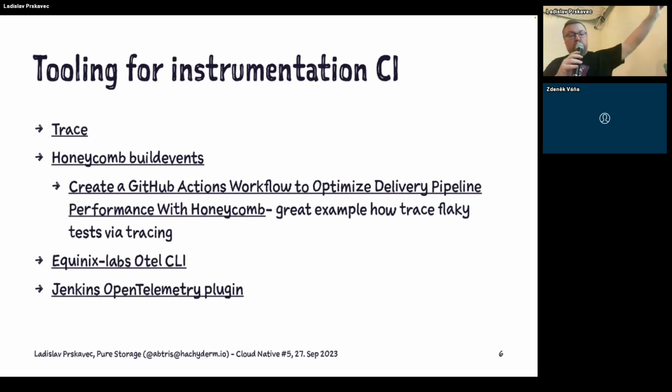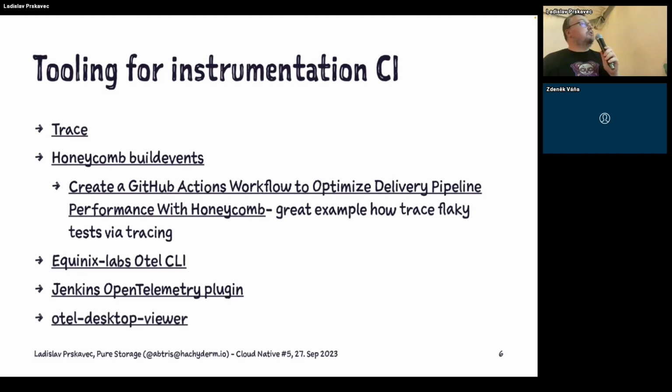There is quite a good PDF, here is the link, on how to create a GitHub Action workflow to optimize delivery pipeline performance with Honeycomb on GitHub. I recommend it to someone who wants to see a real use case. There is a very good approach for measuring flaky tests on GitHub. Yeah, and it's quite big, so I cannot fit it into my talk.